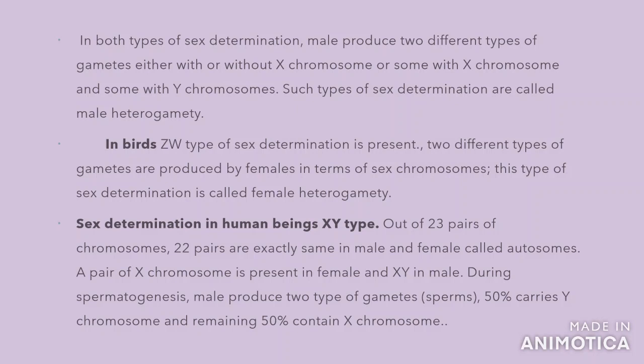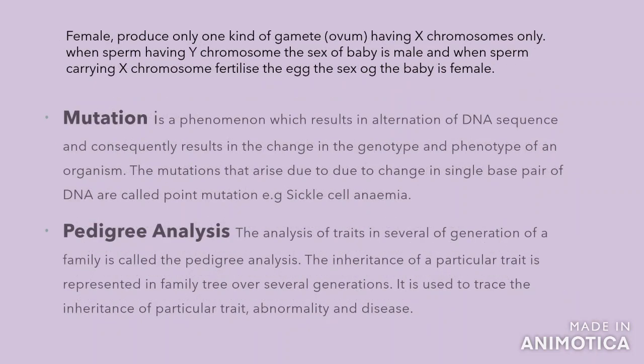Sex determination in human beings is XY type. Out of 23 pairs of chromosomes, 22 pairs are exactly the same in male and female, called autosomes. A pair of X chromosomes is present in female and XY in male. During spermatogenesis, the male produces two types of gametes, sperms: 50% carry the Y chromosome and the remaining 50% contain the X chromosome. The female produces only one kind of gamete, the ovum, having the X chromosome only. When a sperm having the Y chromosome fertilizes the egg, the sex of the baby is male, and when a sperm carrying the X chromosome fertilizes the egg, the sex of the baby is female.